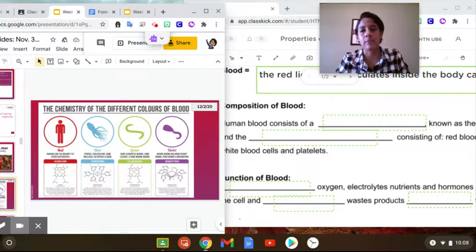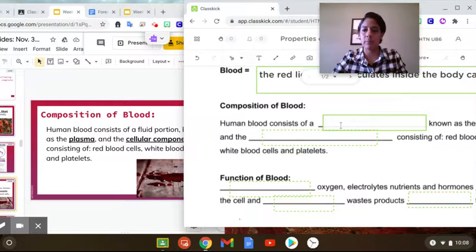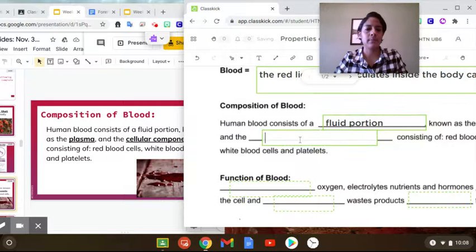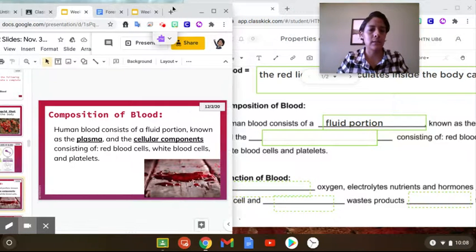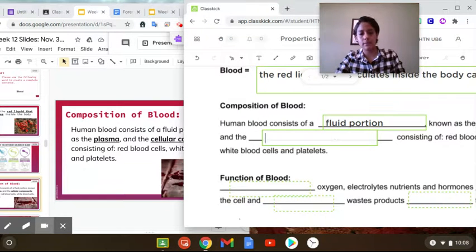So there are different colors of blood depending on the organism. So human blood consists of a fluid portion known as the plasma, and the cellular components, which consist of the red blood cells, the white blood cells, and the platelets.